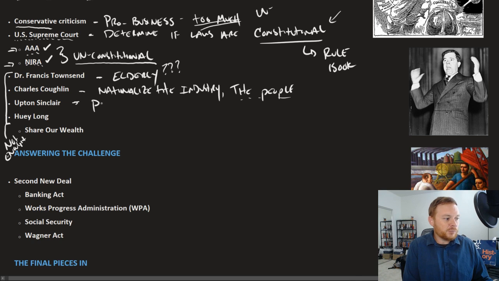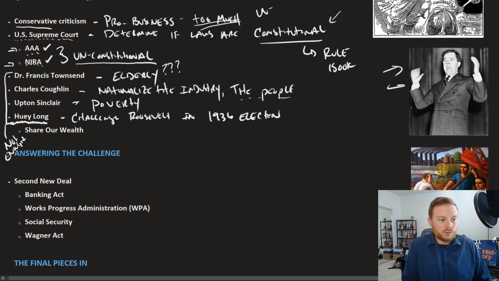Upton Sinclair brought up the point about poverty, especially in California. And perhaps Roosevelt's greatest critic was Huey Long, who was from Louisiana. He was, I believe, governor of Louisiana or senator. And he was poised to challenge Roosevelt in the 1936 election.